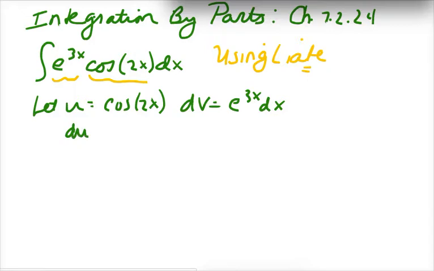So let's integrate here, and the integral of cosine of 2x is minus 2 sine of 2x, using the chain rule. And v, you've got to integrate to get v, and that is equal to 1/3 e to the 3x.